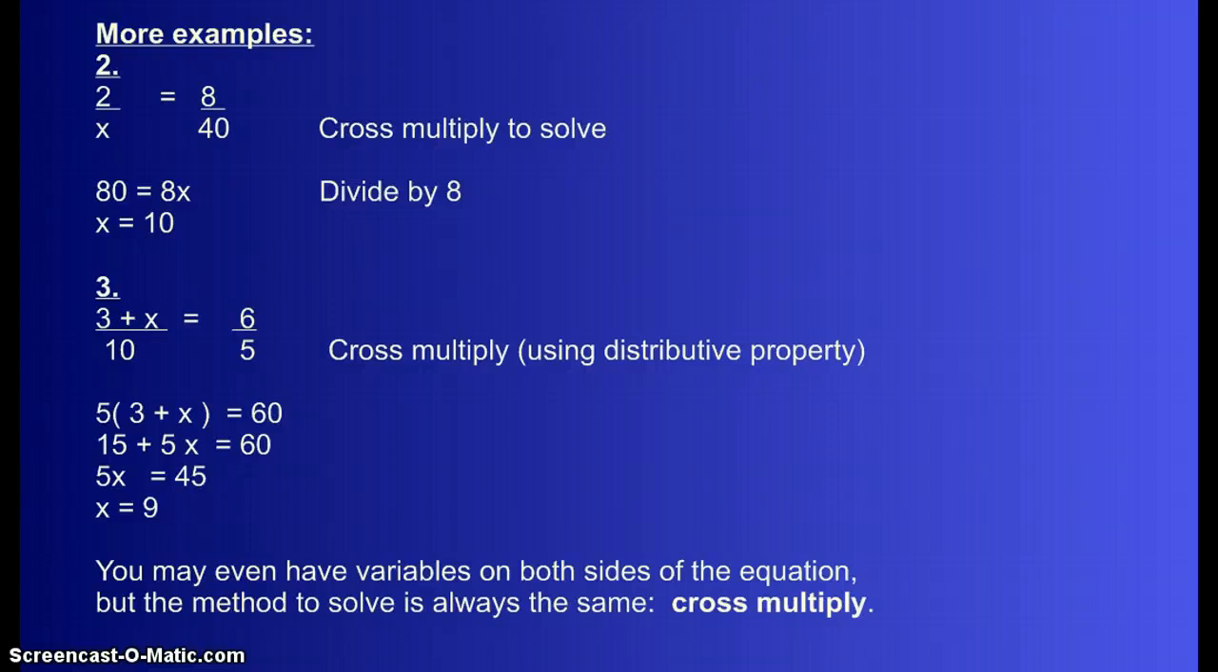You may have even more variables on both sides of the equation, but the method is always the same. When you have two ratios set equal to each other in a proportion, you always, always, always cross multiply to solve.